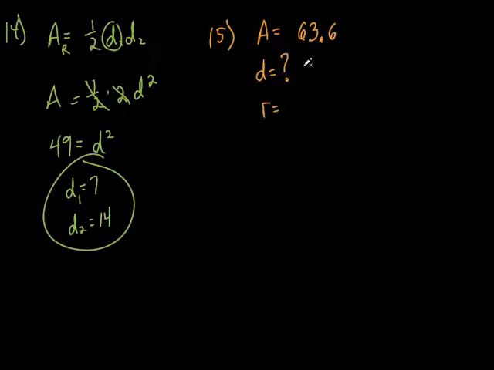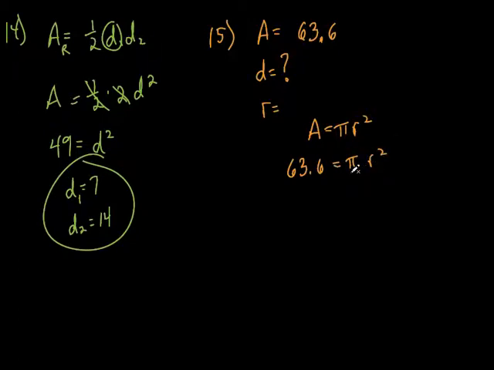Because I have a formula. I don't have a formula for area of a circle with diameter in it, do I? But I do have an area of a circle with the radius. So area is pi r squared. So we're going to find the r. So let's plug the numbers in. So 63.6 equals pi r squared.